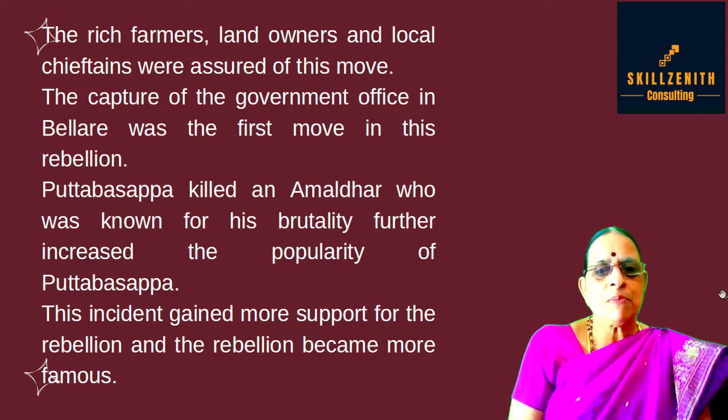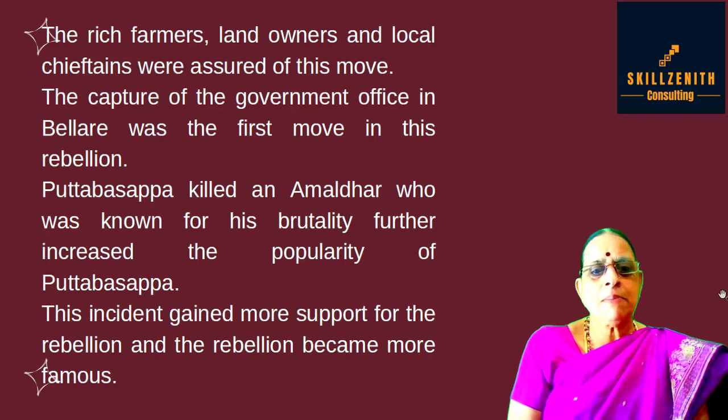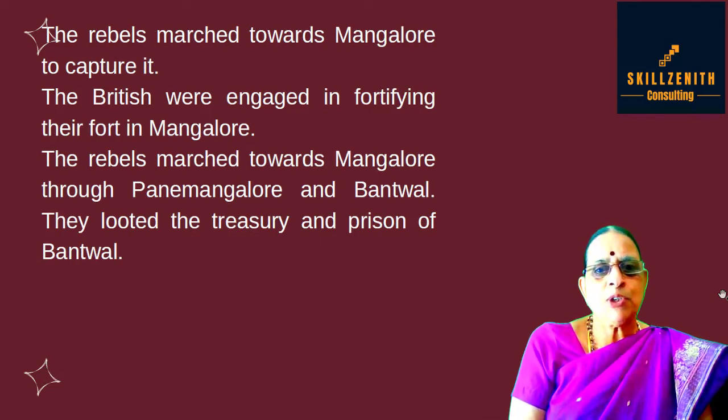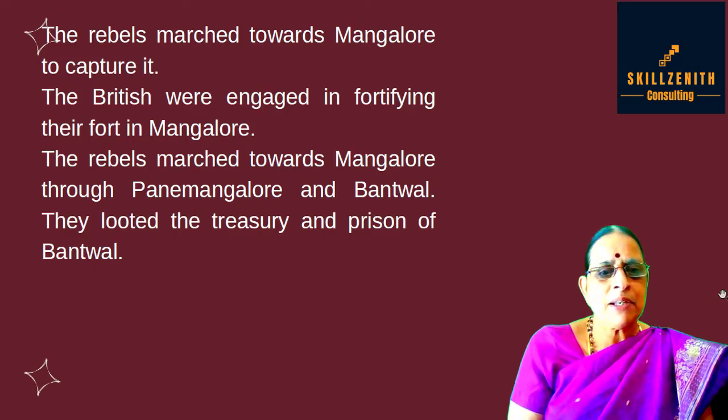The capture of the government office in Bellare was the first move in this rebellion. Puttabasappa killed an amaldar who was known for his brutality, which further increased his popularity. This incident gained more support for the rebellion and the rebellion became more famous. The rebels marched towards Mangalore to capture it. The British were engaged in fortifying their fort in Mangalore. The rebels marched towards Mangalore through Panemangalore and Bantwal. They looted the treasury and prison of Bantwal.